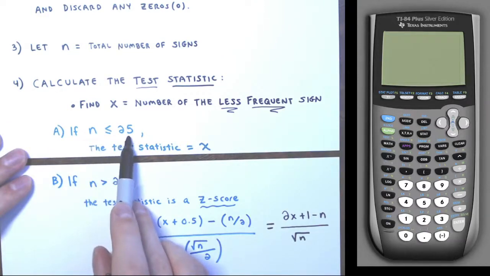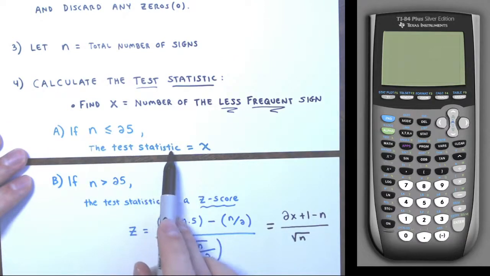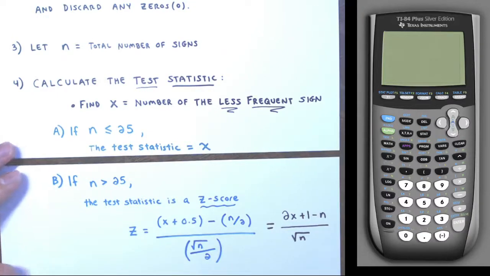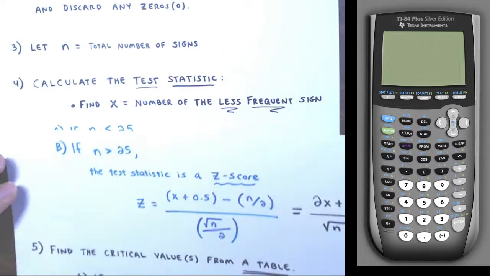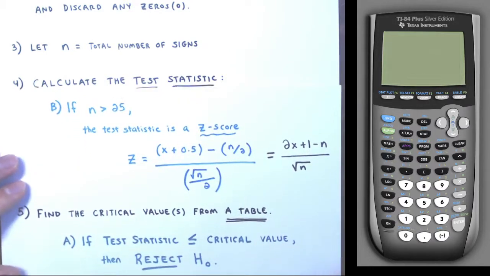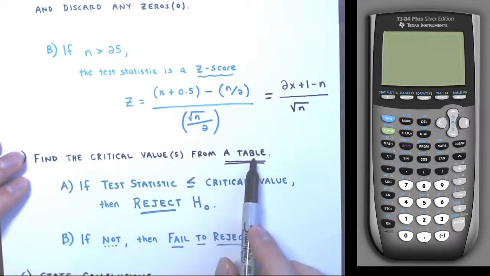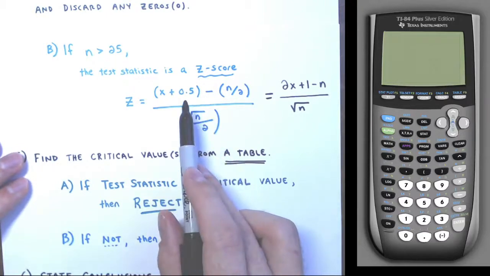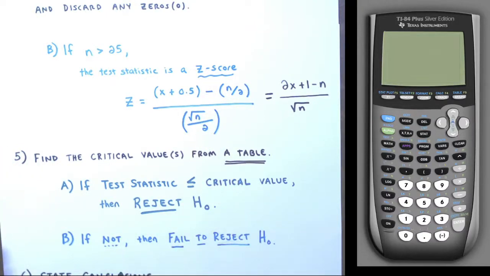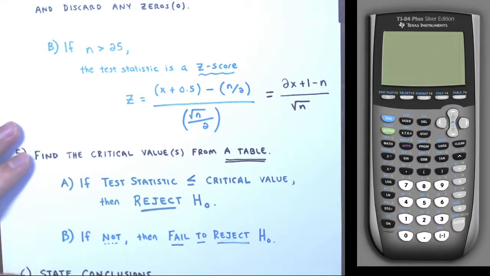But for the most part, when the value of n is less than or equal to 25, and you have this test statistic of x only, we're going to be going to a simple table that I'll show you that you should be able to find in most books that introduce the Sign test. So you're going to find the critical value or values from a table, and if it's the standard normal, you could also find these critical values using your calculator. You see I have my TI-84 Plus Silver Edition up here on the screen. That will come into play later when we talk about finding our critical z values.